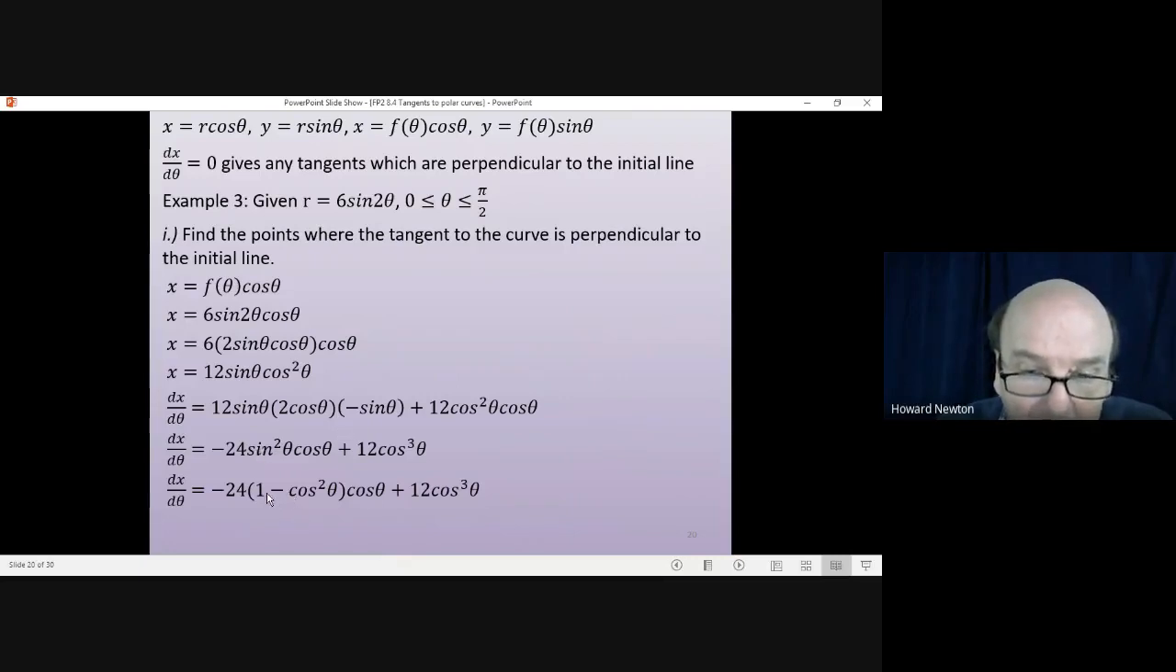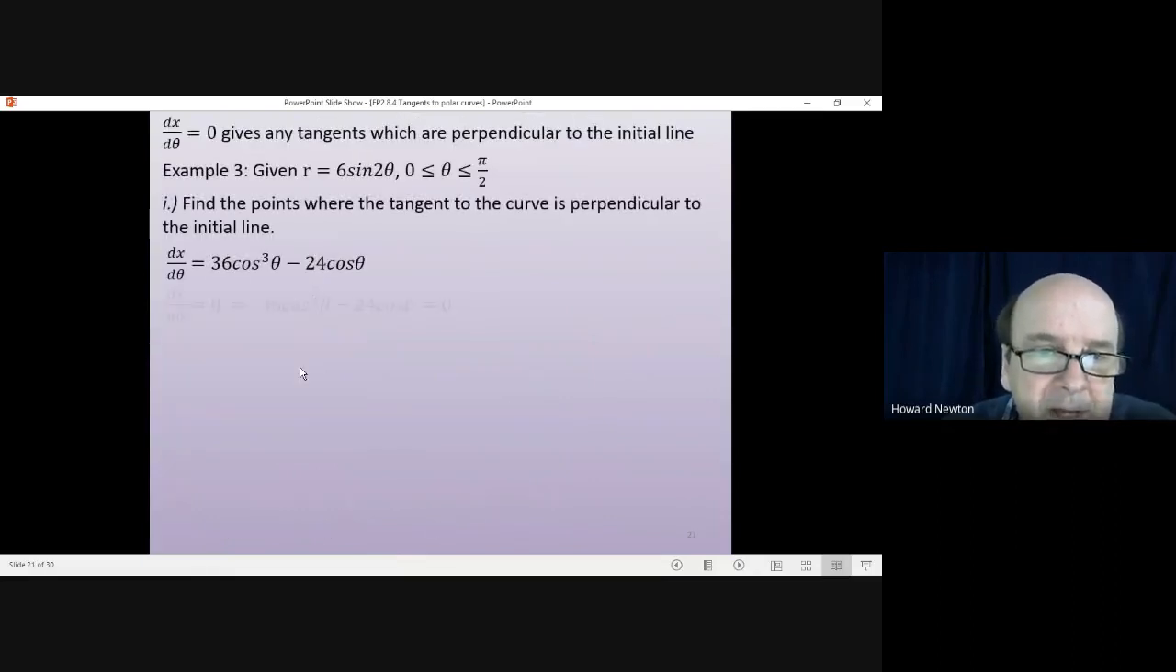Sine squared theta is 1 minus cos squared. So substituting that in, we'll get everything in terms of cos theta, which always helps when you're trying to solve an equation. So we'll get 36 cos cubed theta minus 24 cos theta is equal to dx by d theta. We need to know what happens when that equals 0.